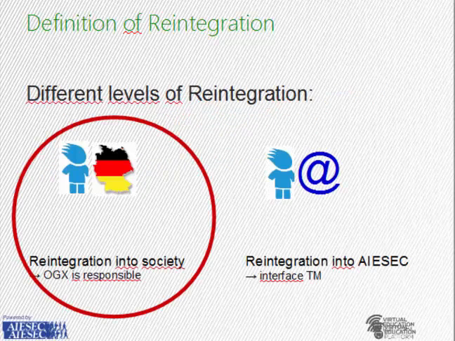And there are different levels of reintegration. So right now everyone is thinking about different levels. If he hears reintegration, one side would be reintegration into society. Just imagine the EP comes back after his stay abroad. He maybe experienced a culture shock somewhere, let's say in Africa, and he returns back to Germany, and here everything has changed, and somehow he has to find his way back into his everyday routine. So this would be reintegration into society, and actually OGX is responsible for this part.